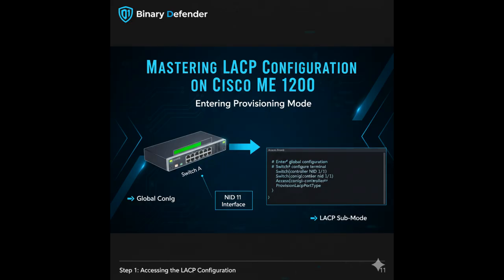On the Cisco ME 1200, we start in global configuration. We enter the controller NID mode and then step into the specific provision last port type submode. This is where the magic happens for the ME 1200 series.